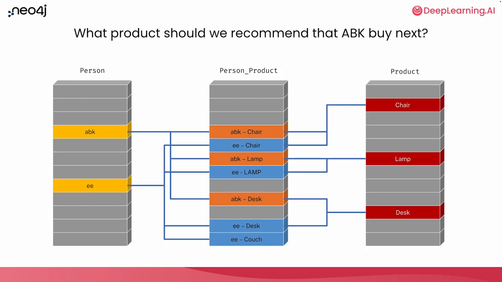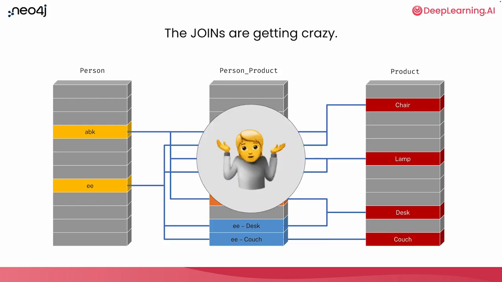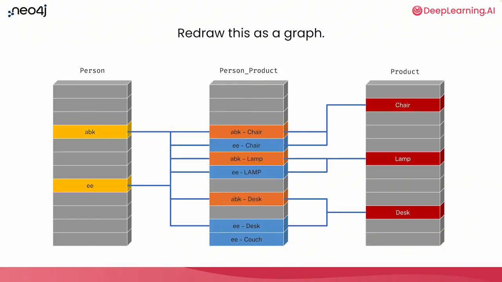So the same joins apply from ABK through to the products, back to the other people that have bought those products. There's too many joins. It's getting a little confusing. There's actually a nicer way to think about this and to query this. Let's turn this into a graph.